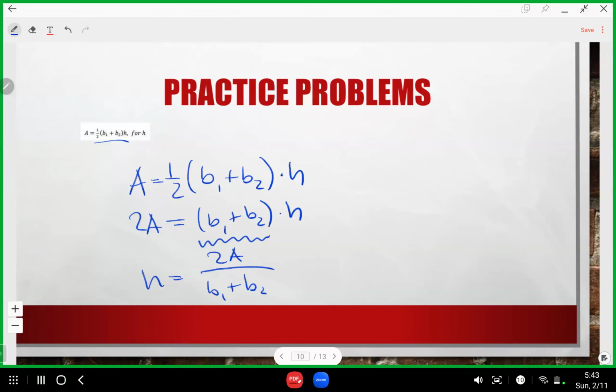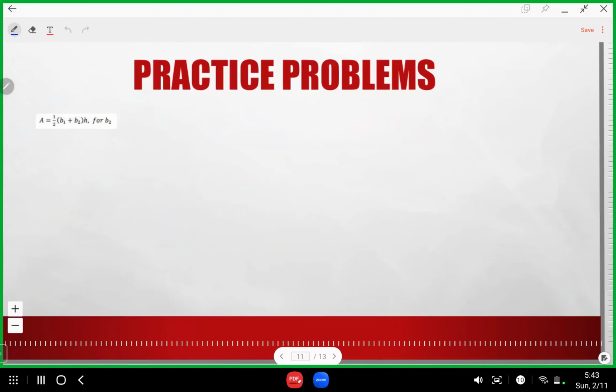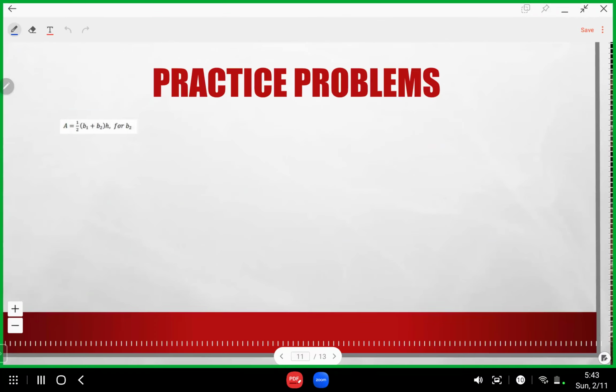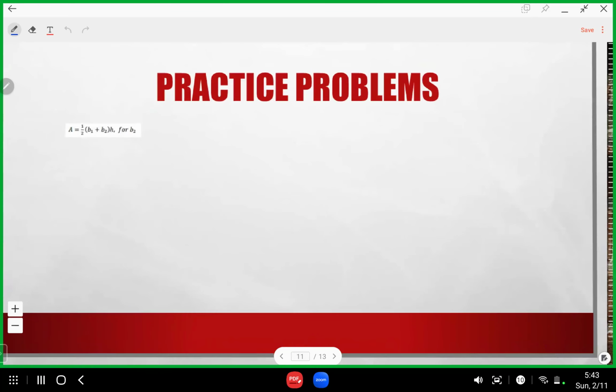So now this next one is a little bit more challenging, I think, since you're not solving for h this time, you're solving for something inside the parentheses, b2. So there's a little bit more manipulation here. Okay, so maybe 3 or 4 steps. I'm going to give you 5 more minutes to do this.